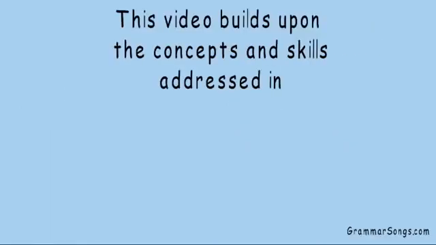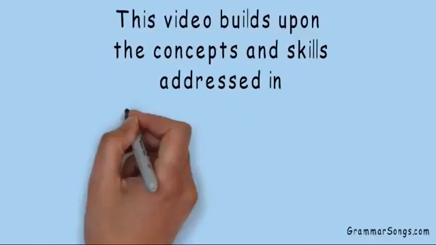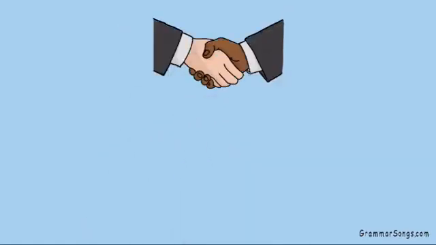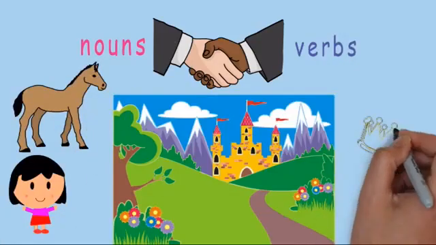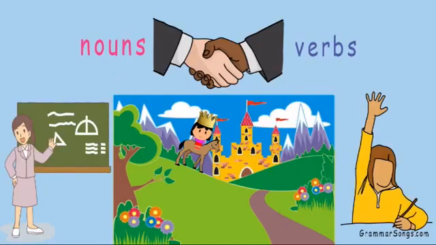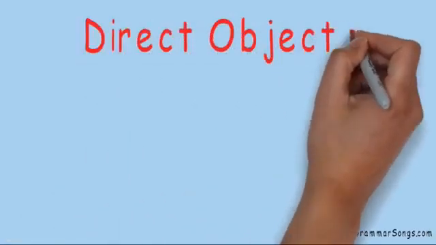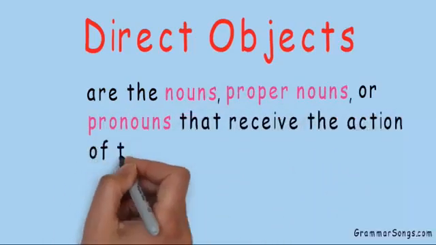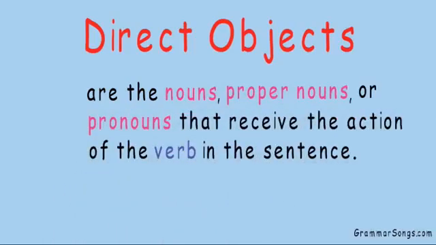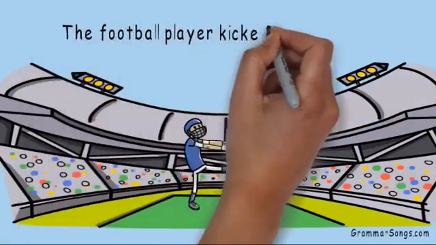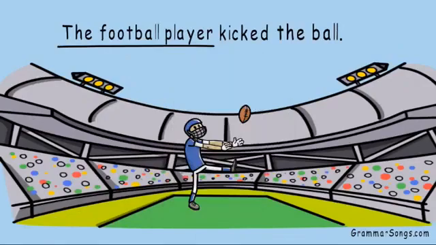This video builds upon the concepts and skills addressed in identifying direct objects. You have learned that the relationship between nouns and verbs provides for the interaction of the subjects, settings, and objects we use when we speak and when we write. You have also learned that direct objects are the nouns, proper nouns, or pronouns that receive the action of the verb in the sentence. In the sentence, the football player kicked the ball, the football player is the subject.